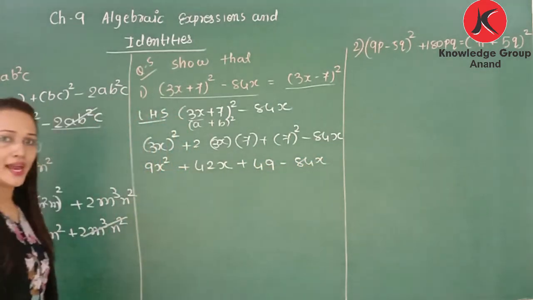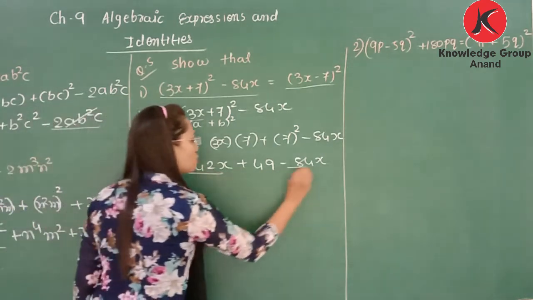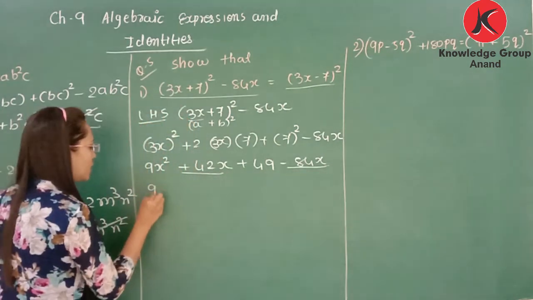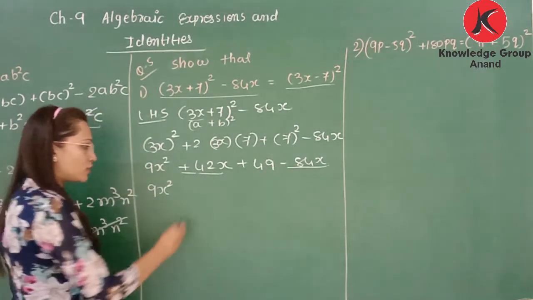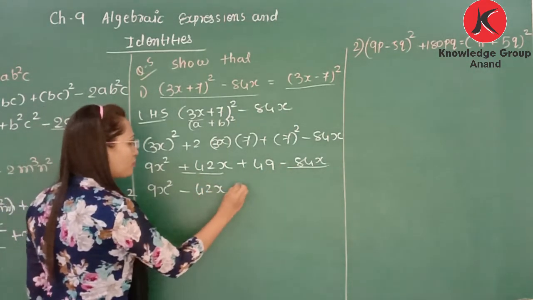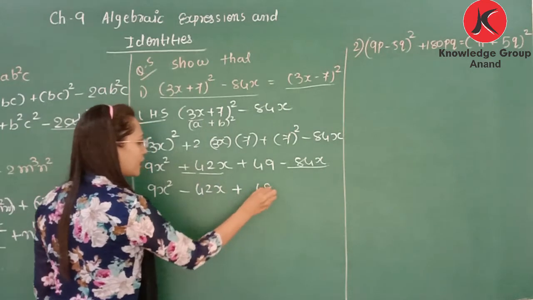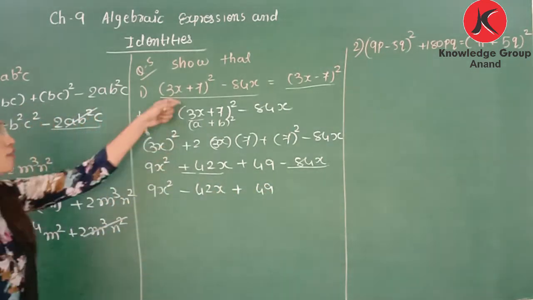Now can you see any like terms? Yes, these two are like terms. So we write plus 42 minus 84 becomes minus 42x plus 49. So this will be the simplification of the left hand side.